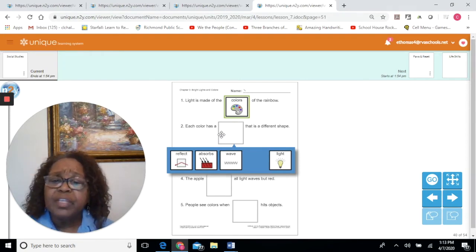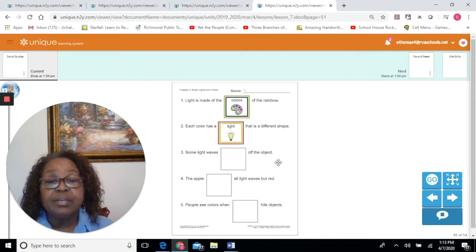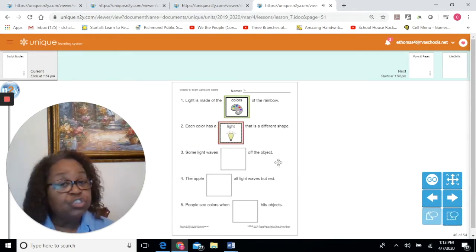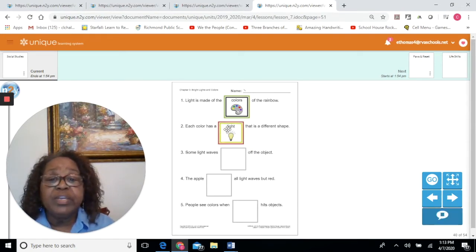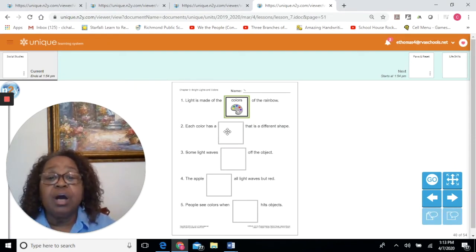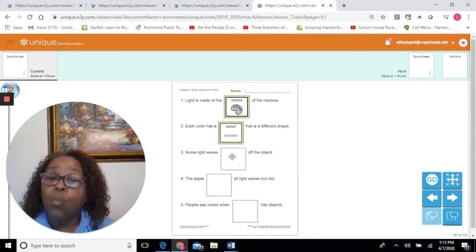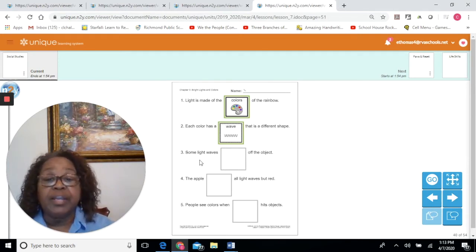Well, let's see what happens when we try the word light. Each color has a light that is a different shape. No, that's not the right answer. Let's see if we can get the right answer for that. Each color has a wave that is a different shape. We have the right answer.